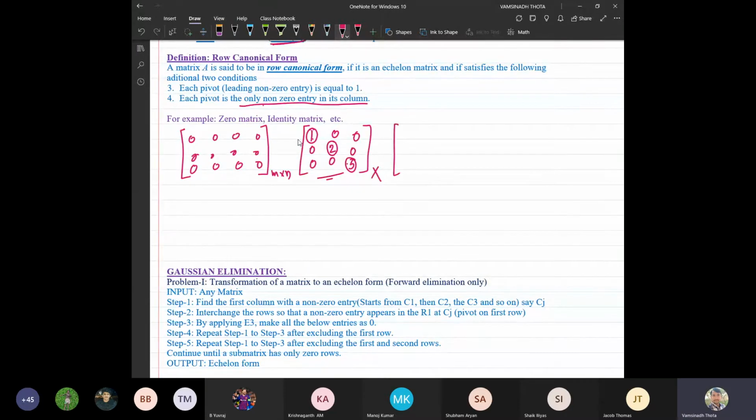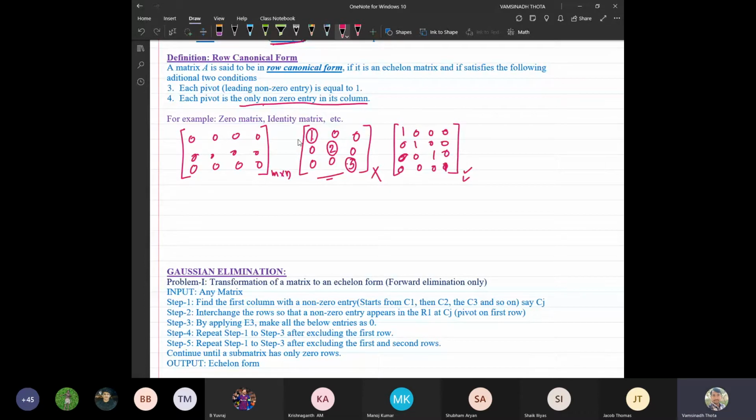Now look at the identity matrix of any order. So 1, 0, 0. Maybe let us take fourth order: 0, 1, 0, 0, 0, 0, 1, 0, 0, 0, 0, 1. Now what about this one? Is it in the row canonical form? Of course, yes. You can check on your own.